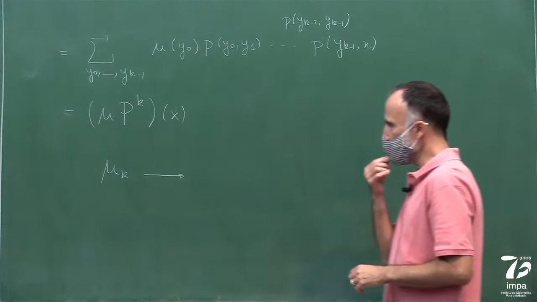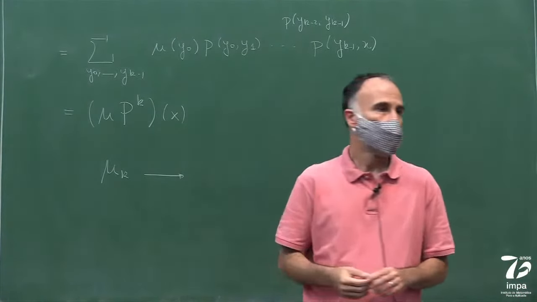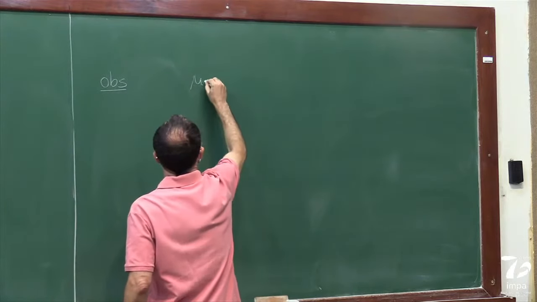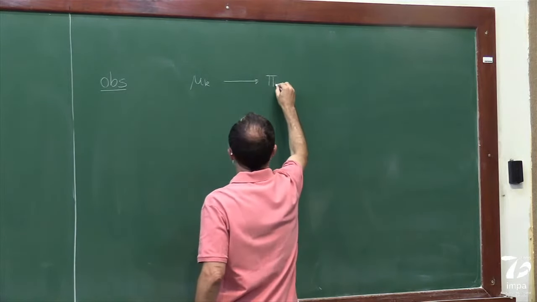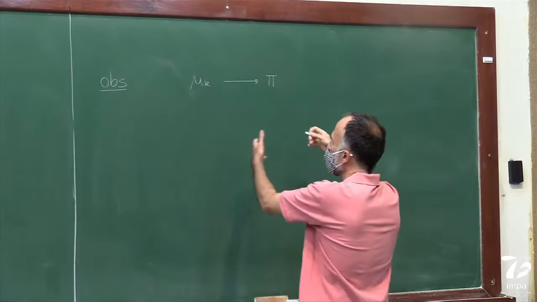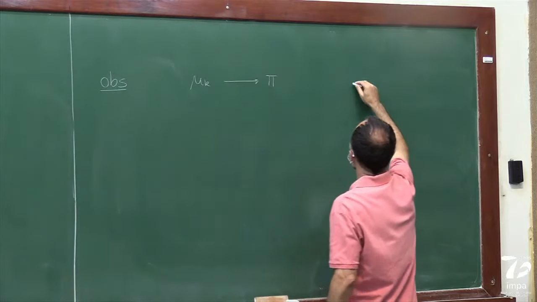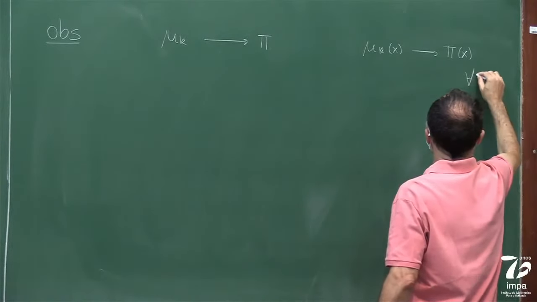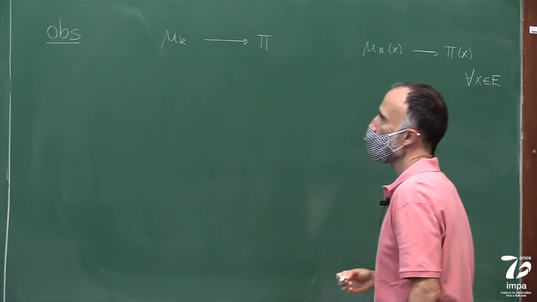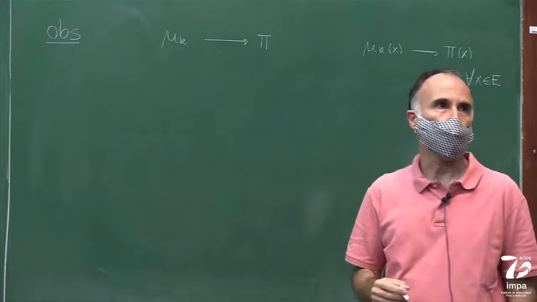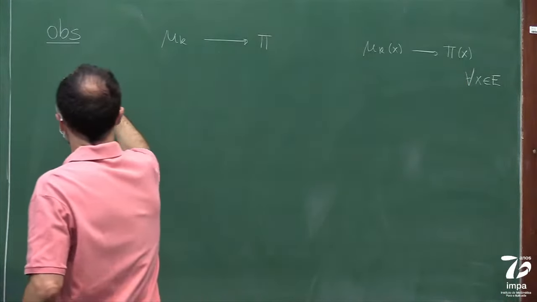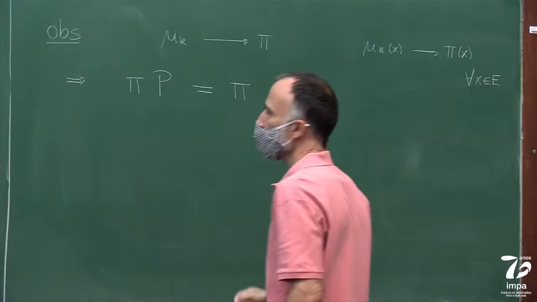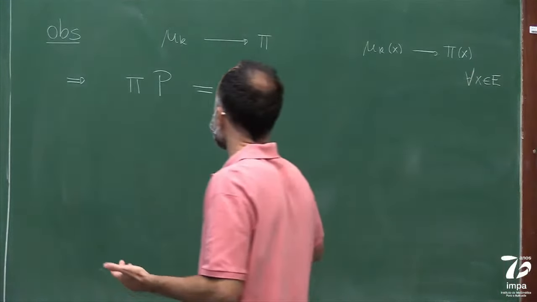So I want to investigate these limits of mu k. The first observation is the following. If mu k converge to some pi, and what do I mean that mu k converge? Well, mu k, it's a vector. So by saying that mu k converge to pi, what I mean is that mu k x converge to pi x for all x in E. Okay, so suppose that mu k converge to pi. What I claim is then that pi multiplied by p, it's equal to pi. Right? And this is more or less clear.